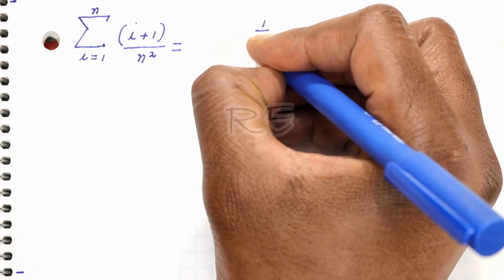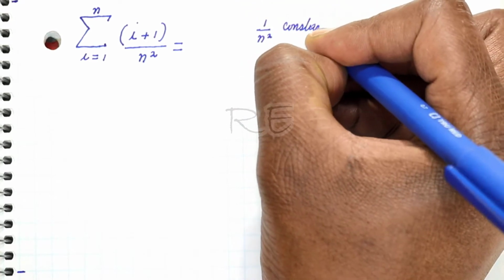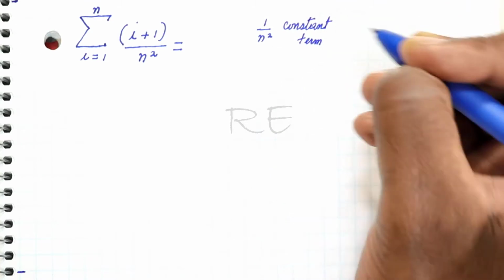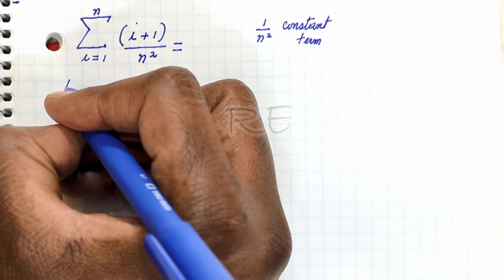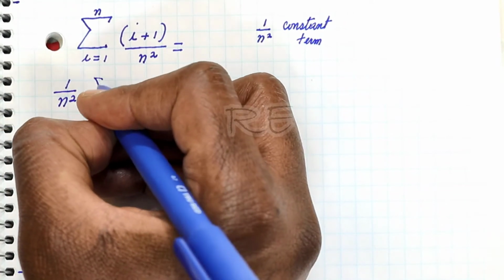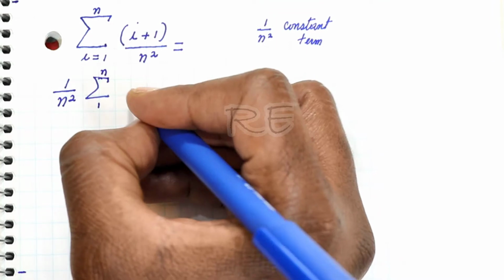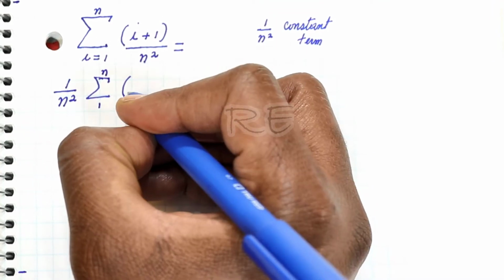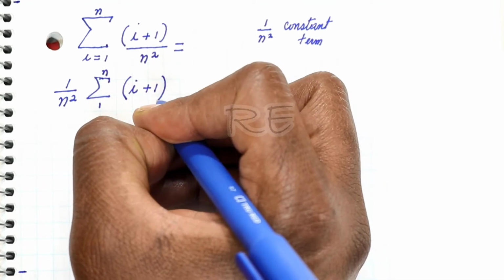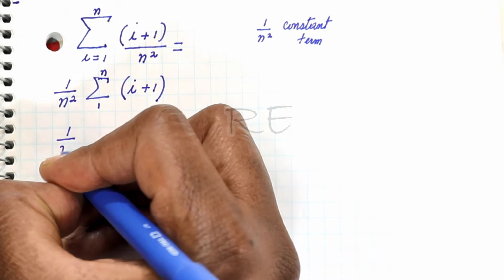1 over n squared is a constant term, so we can factor it out of the sum. We have the summation from 1 to n of (i + 1) over n squared. We're going to factor out 1 over n squared, and we get 1 over n squared times the sum from 1 to n of (i + 1).